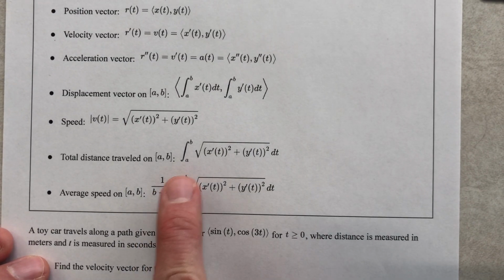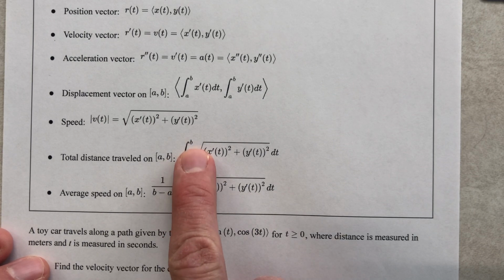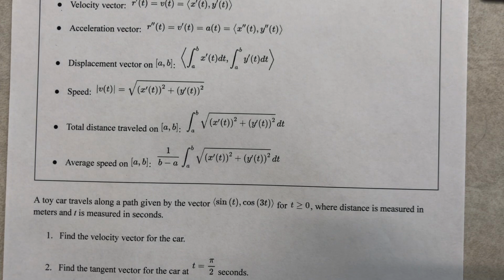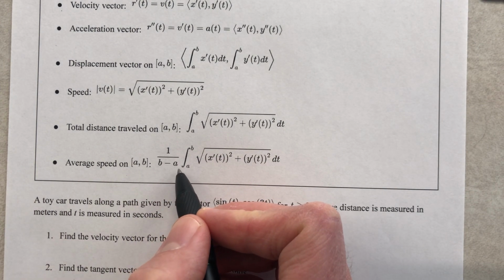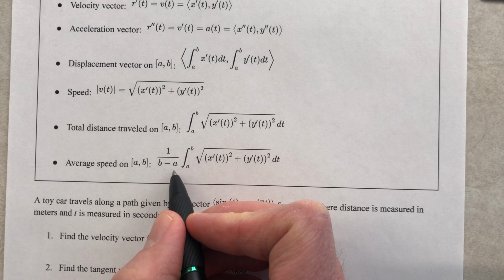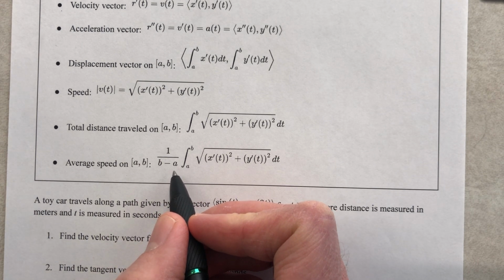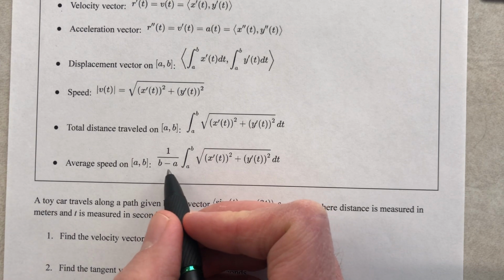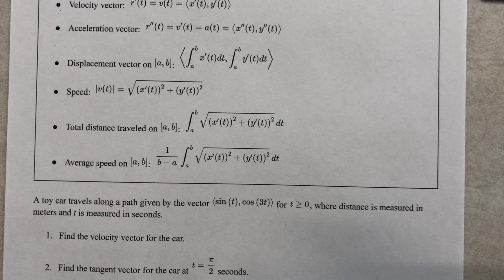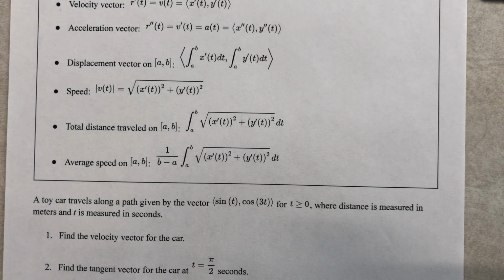Then the total distance traveled would be the integral of that you just saw. And then the average speed. This goes back to the average value of a function, and it's 1 over b minus a. It's basically like dividing by the length of time, or in some contexts, it doesn't have to be time, but basically divide by the width of the interval. And then this, of course, is speed again. So let's move on. Let's do that.